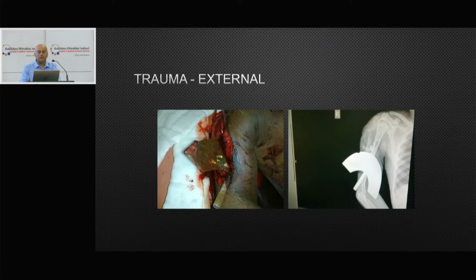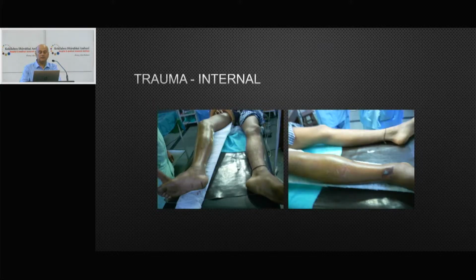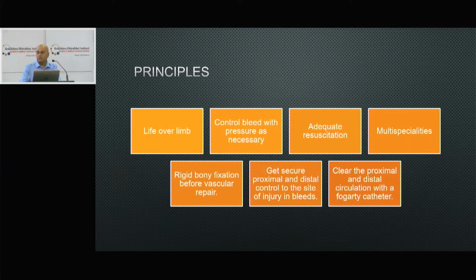Trauma, I will just briefly go over. You can get external trauma like this or internal trauma. And the principles remain life over limb. So that is important to remember. Control bleed with pressure as necessary. Adequately resuscitate the patient. You may need multi-speciality involvement. You may need rigid bony fixation. So if you get a patient with a fracture and an arterial injury, you would want rigid bony fixation, ideally, if you have enough time. If not, you can put a temporary shunt in. You need to get secure proximal and distal control at the point of bleeding.